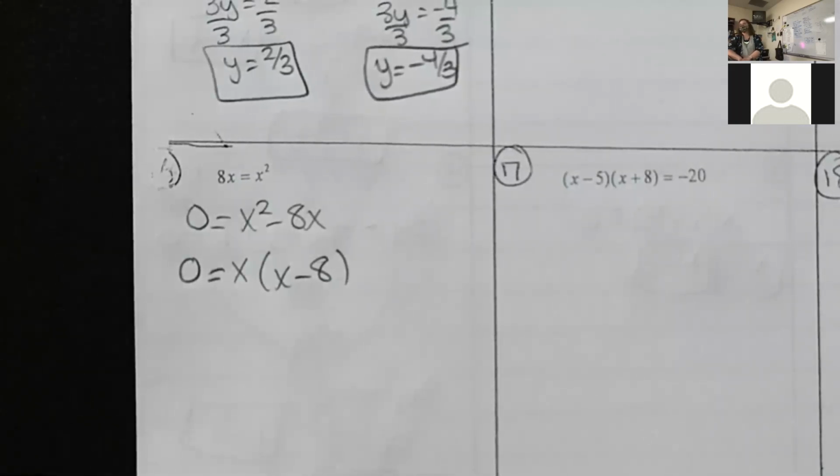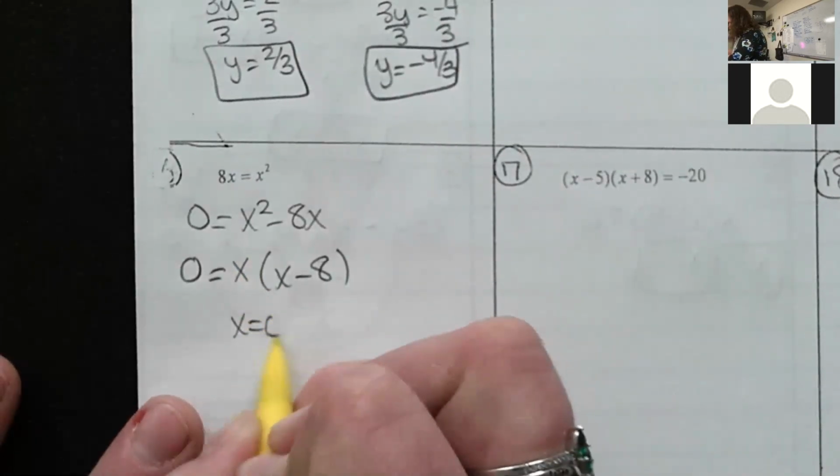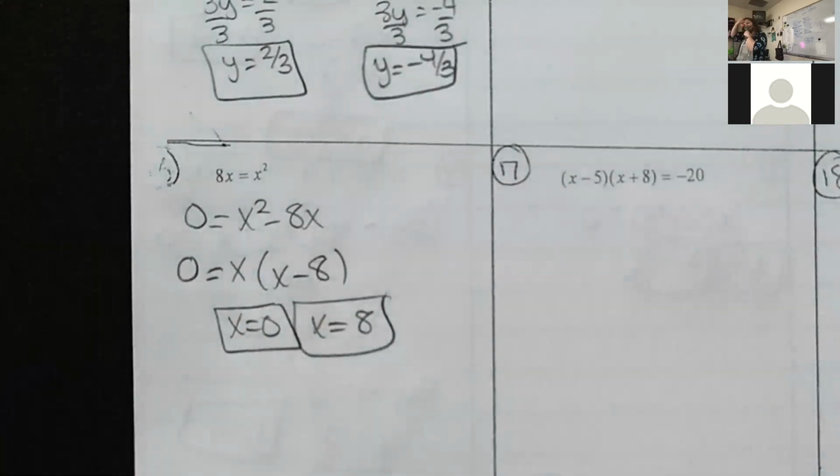What are my answers? Do I at least know one of my answers? Oh, plus 8 and 0. 8 and 0. Because remember, if this guy was 0, it turns the whole thing 0. Am I done? Yes. Oh, good. Whew. Dodged the quadratic formula again.